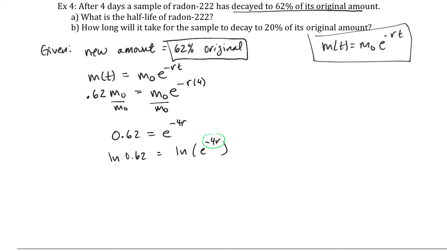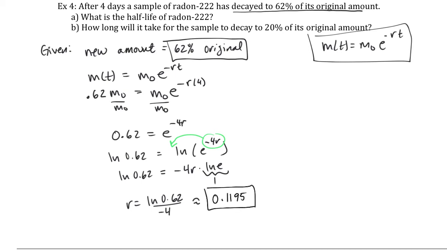And if we have an exponent inside an argument, it gets to come out and become the coefficient, so negative 4r times ln of e, but that is just 1. And then we can divide through by negative 4. So ln of 0.62 divided by negative 4 is our r, which is approximately 0.1195. So that's our rate, and that was what we were asked for in part A.